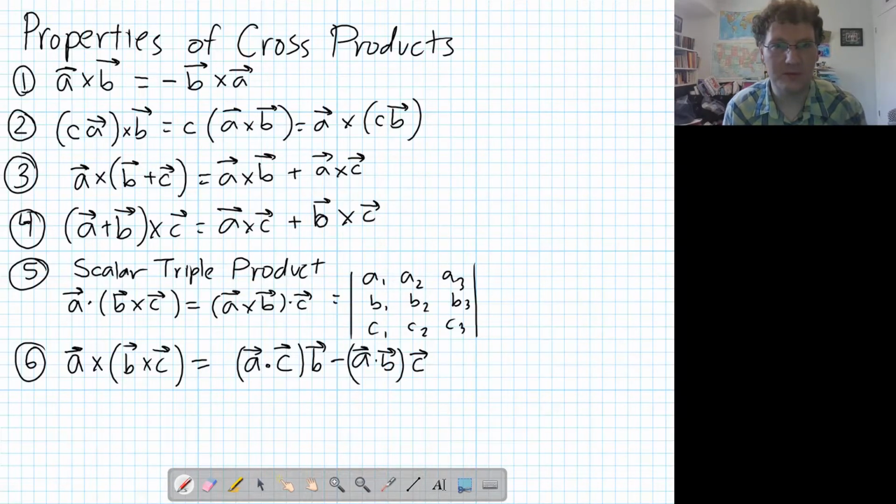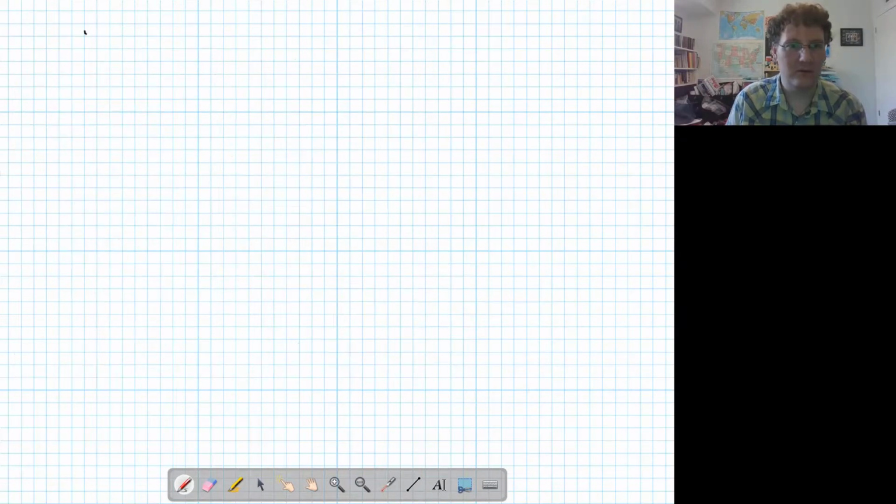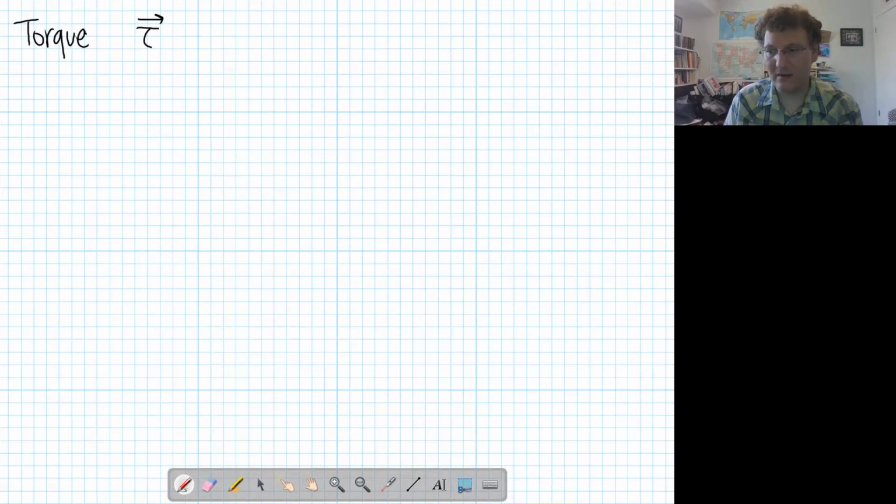So those are the properties of cross products I wanted to mention. I want to move on now to an example, an application of cross product. Torque is rotational force. Here's the formula for torque. It's the positional vector of where the torque is applied, cross the force vector of the direction in which the force is applied.